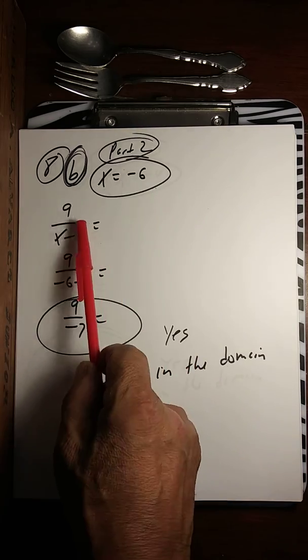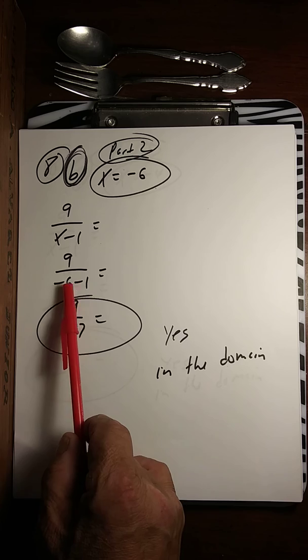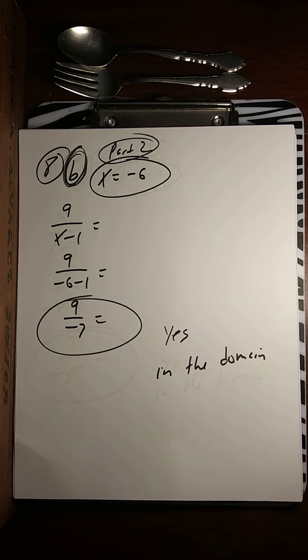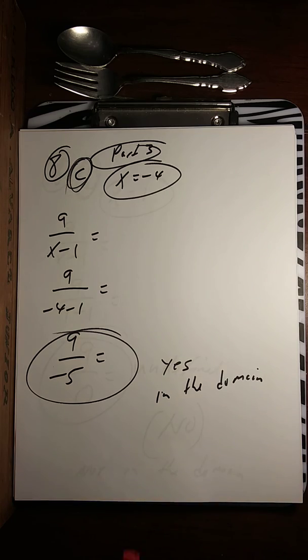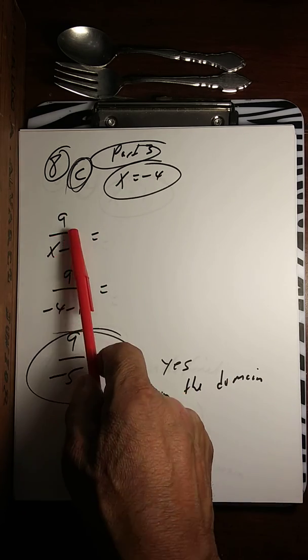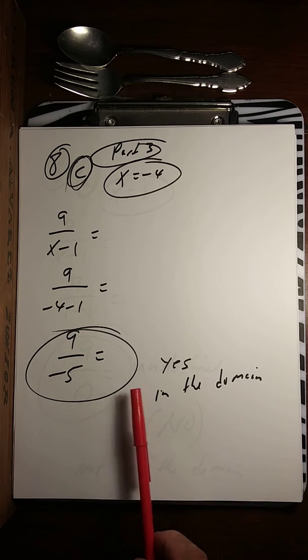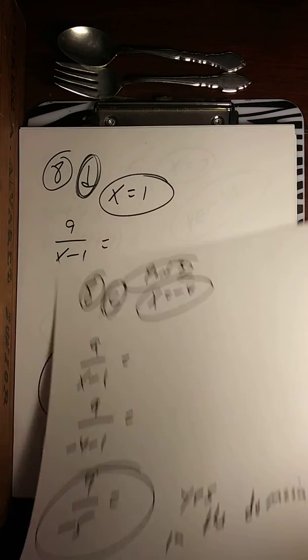How about x equal negative 6? Let's put it in there. 9 over negative 6 minus 1, 9 over negative 7. Yes, that's in the domain also. X equals negative 4. Let's put it in there. 9 over negative 4 minus 1, 9 over negative 5. Is that in the domain? Yes, that's in the domain.